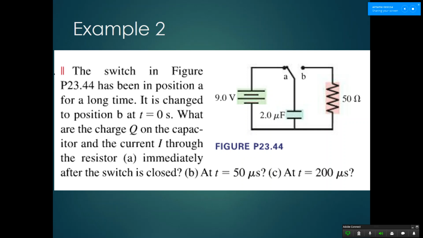And there's going to be a current. It's asking you what is going to be the current immediately after the switch is closed, and then at 50 microseconds, and then again at 200 microseconds. So we need to find I as a function of time. It is going to decay, so we need to know our I max multiplied by e to the power of negative time, and time is what we're going to plug in, either 0 if it's initial time, or 50 microseconds, or 200 microseconds, divided by our time constant tau.